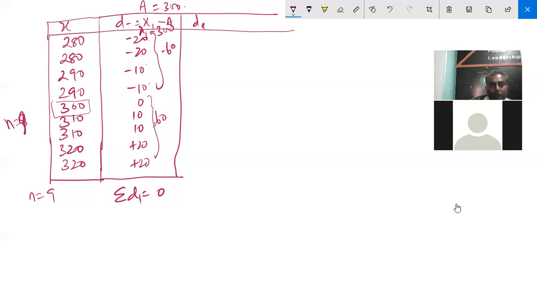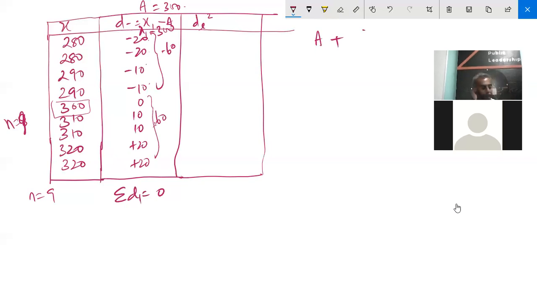Now what you have to do? d of i squared you have to find here. What to find here? What is the formula? Assumed mean plus, let us see what is the formula.